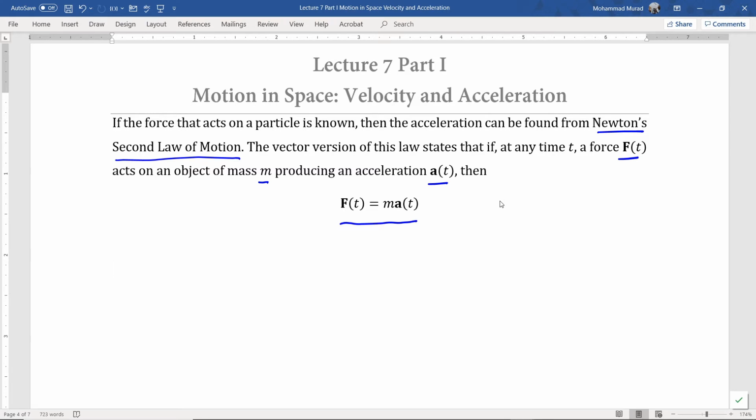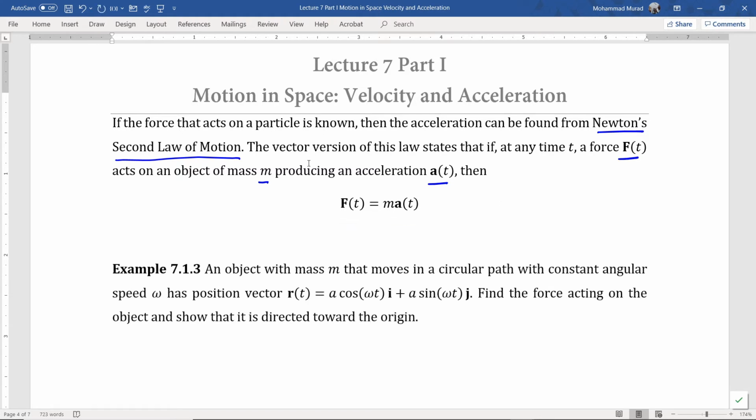Let's see an example. An object with mass m that moves in a circular path with constant angular speed omega has a position vector described by this vector function. R of t equals a times cosine of omega t i plus a times sine of omega t j. Find the force acting on the object and show that it is directed toward the origin.